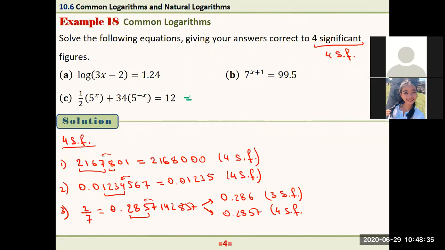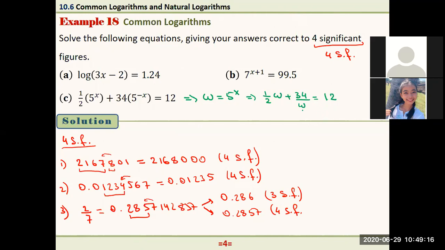So to solve this problem, here we have 1 over 2 times 5 to the power x plus 34 times 5 to the power minus x. So I will solve this by introducing an auxiliary variable. Let's say w, use w to label this 5 to the power x. Now what we have here then? Here I have 1 over 2 w plus 34 times w to the power -1, that is 34 over w, equals, on the right hand side, we have 12, right?